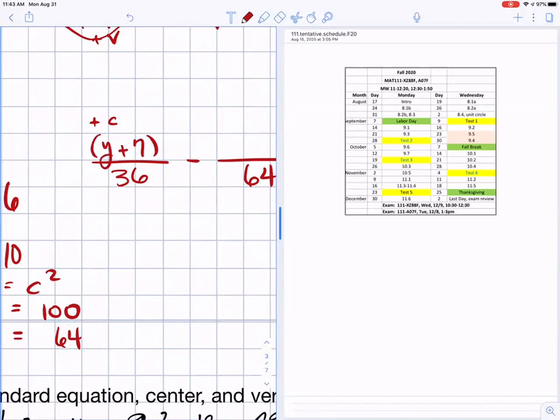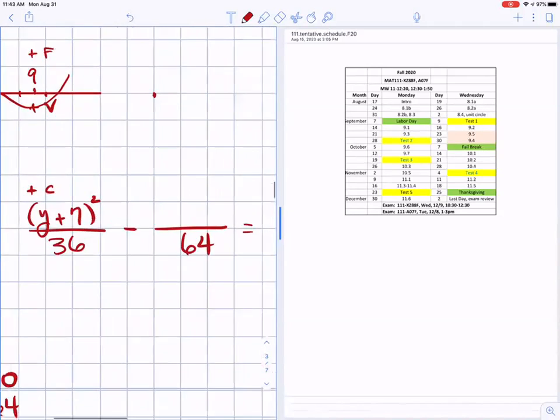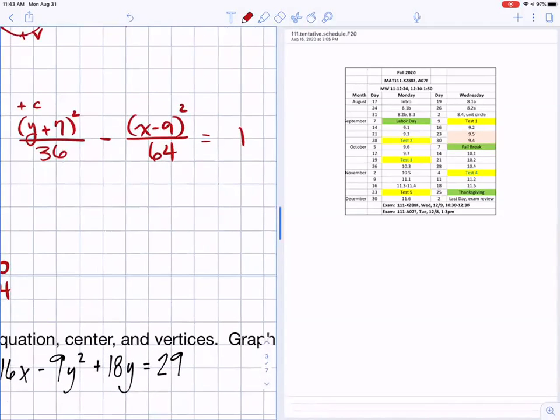So what's going to go up on top then? Y plus 7 quantity squared. And then what's going to go on the top of the other fraction? X minus 9 quantity squared. Okay, and there is my equation. Any questions?